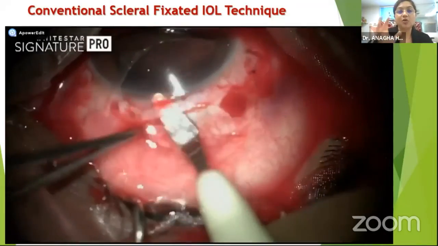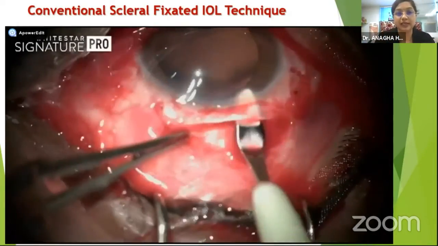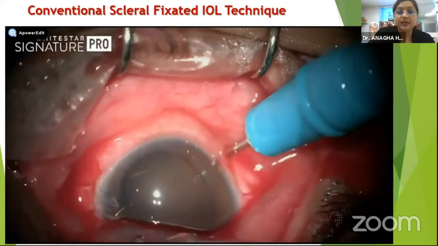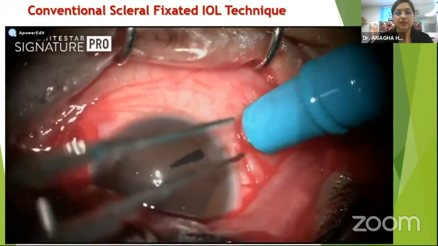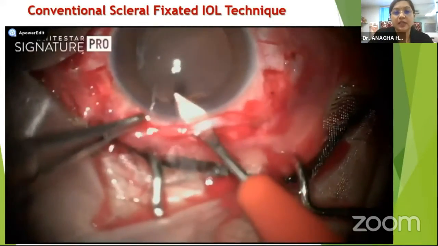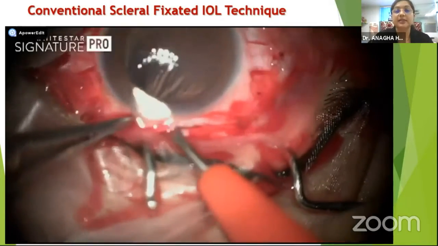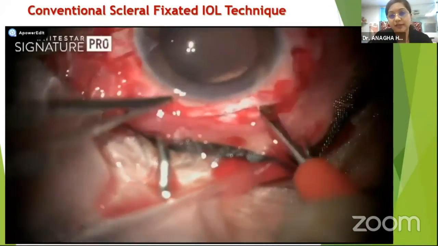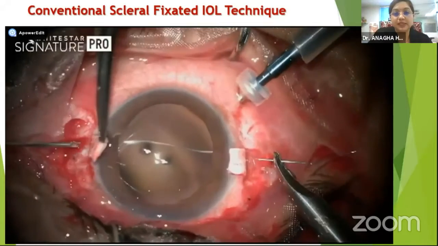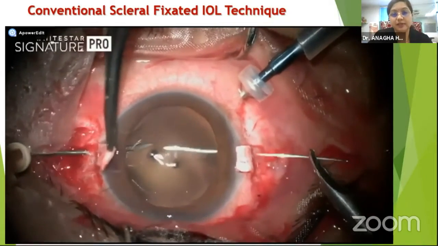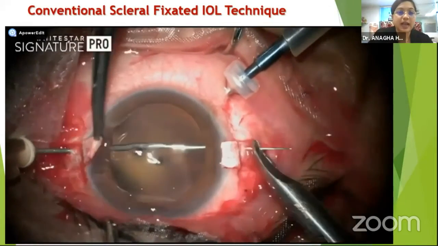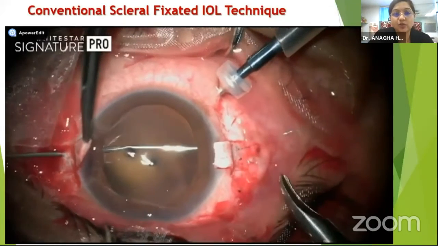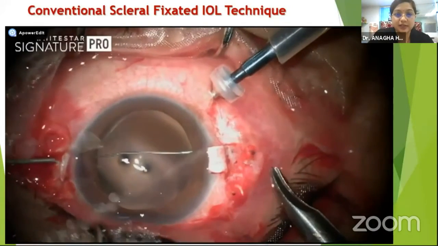Once the two flaps are done, all this is done before you actually enter into the AC, so that the flaps are done well. And then you make a limbal groove and a tunnel like this, put in a 3-port vitrectomy, and then open up the incision. And now you're putting in the 10-0 Prolene on one side and the needle on the other side, and then railroading it from one end to the other end.